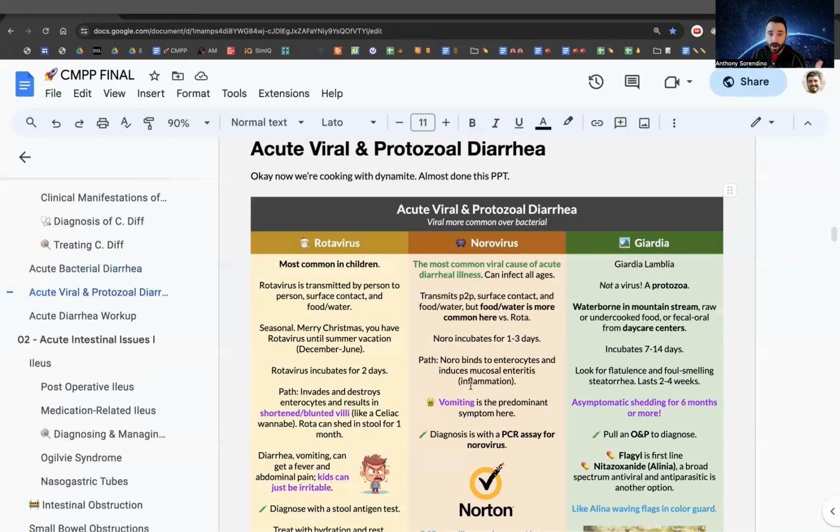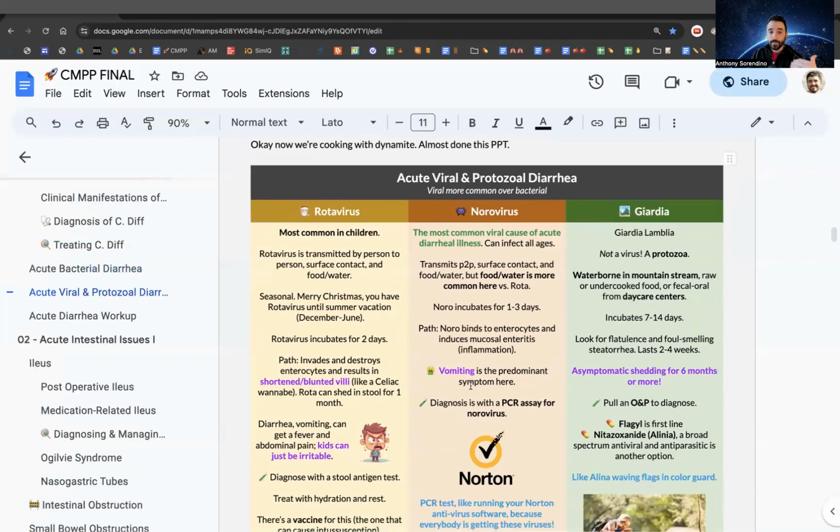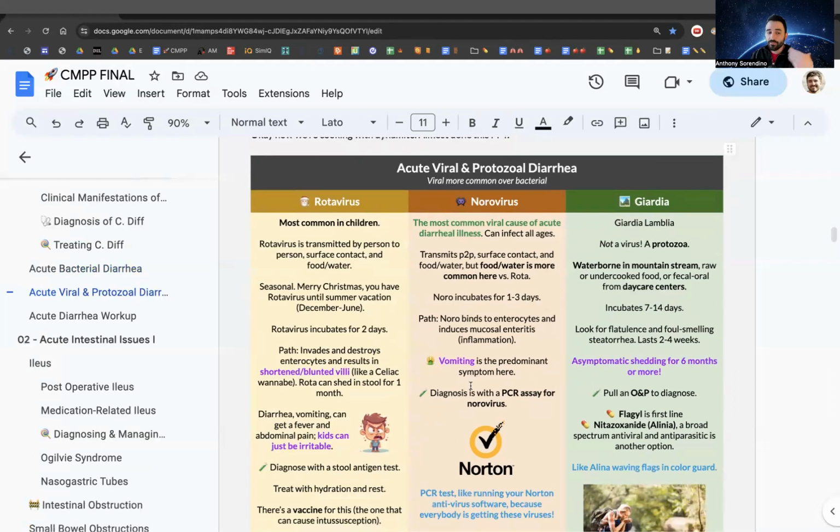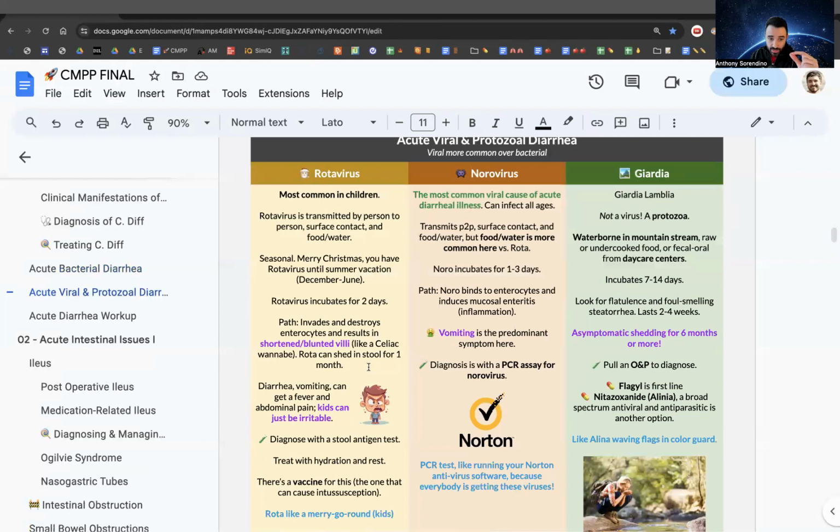This is for acute viral and protozoal. Remember, we said viral is more common overall for diarrhea. The most common of those is going to be rotavirus. Okay, this is seasonal. We see it from December to June. So it's like Merry Christmas, you have rotavirus for 6 months.